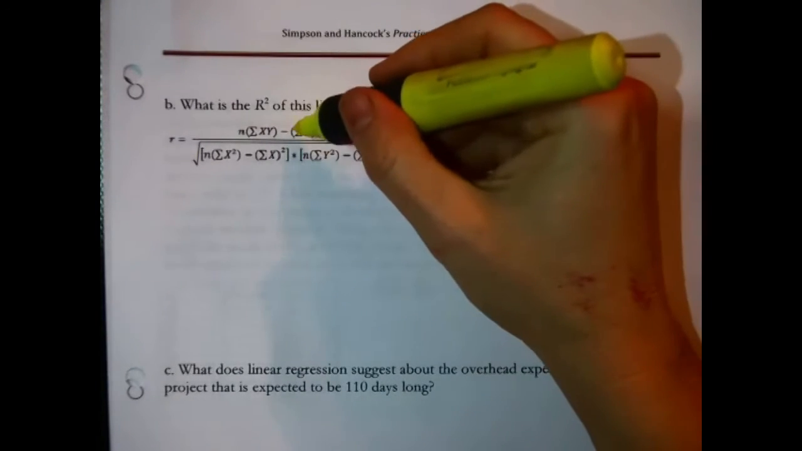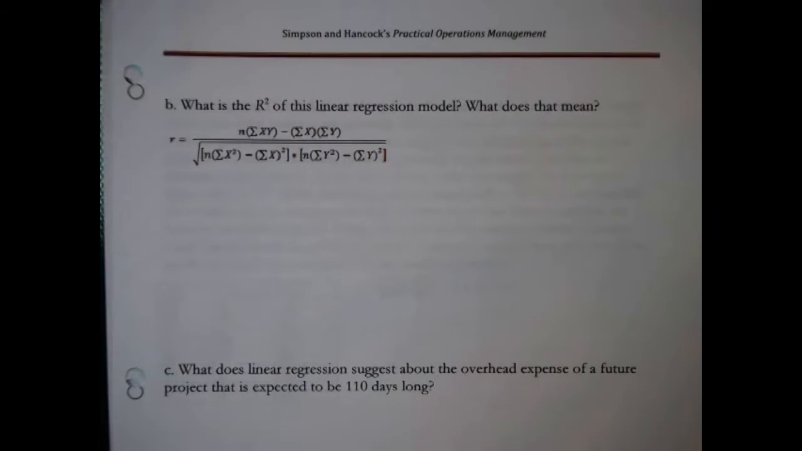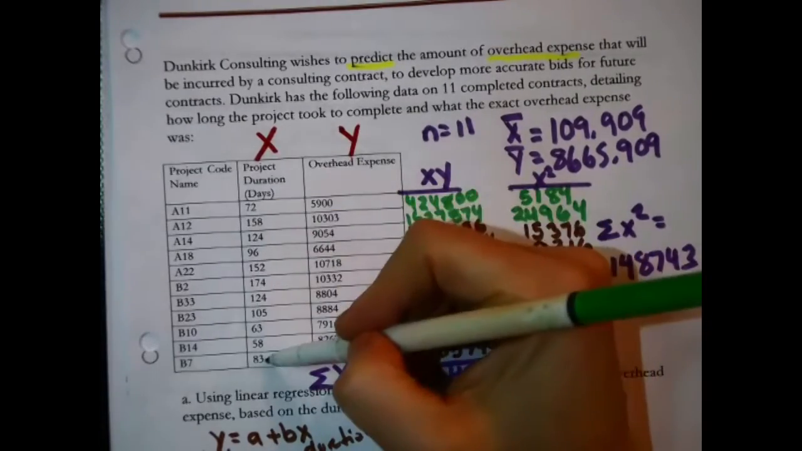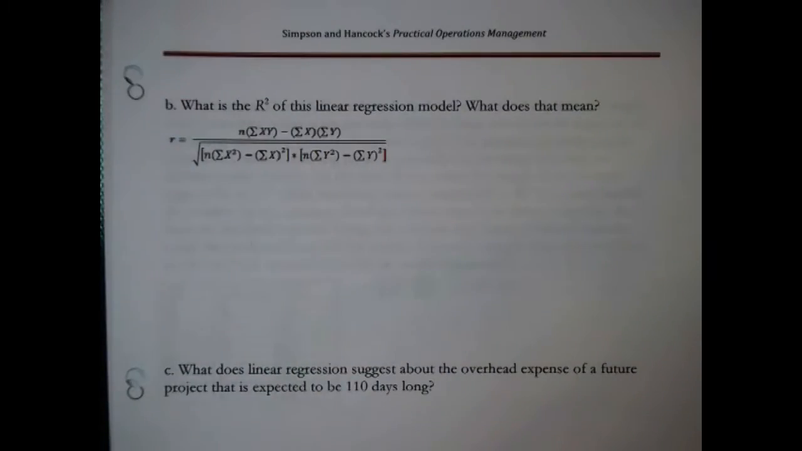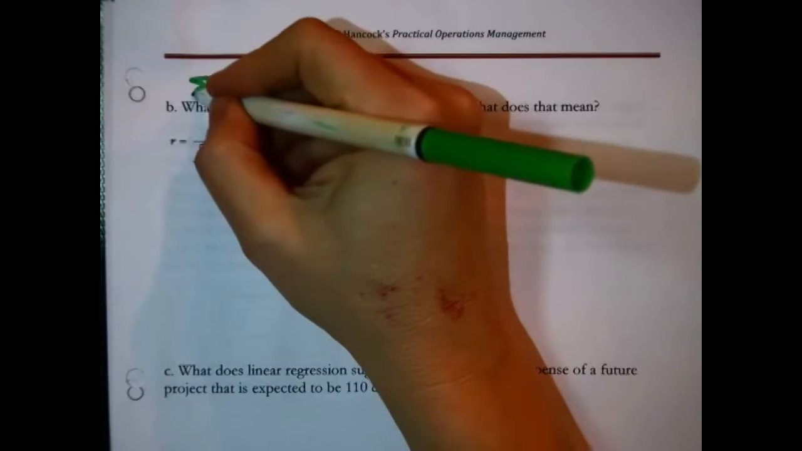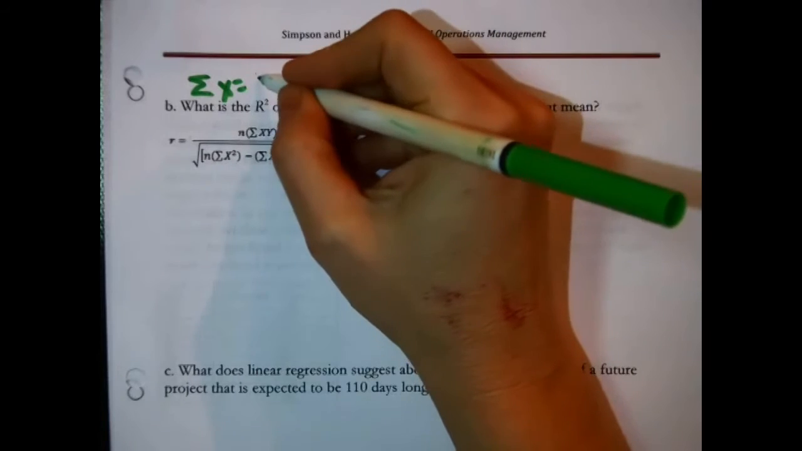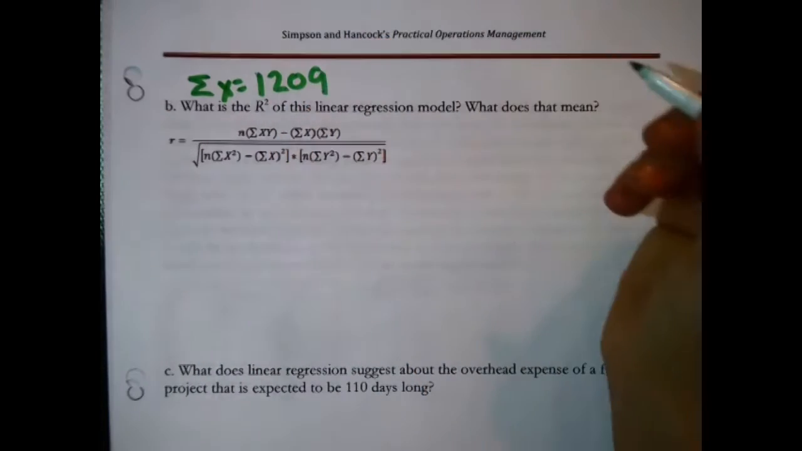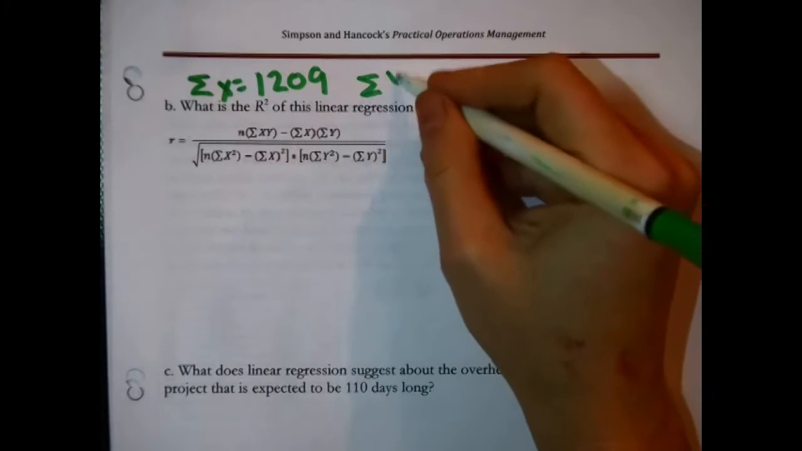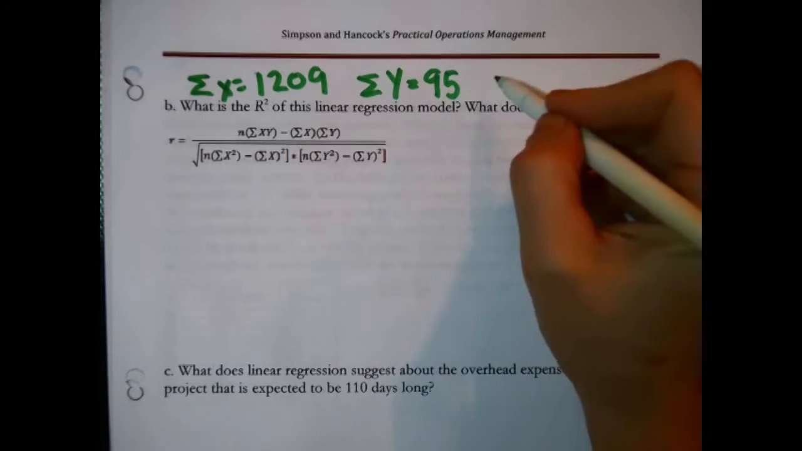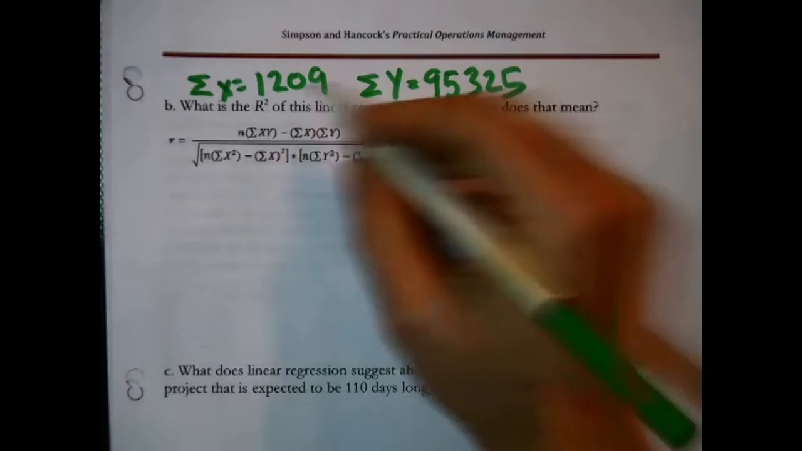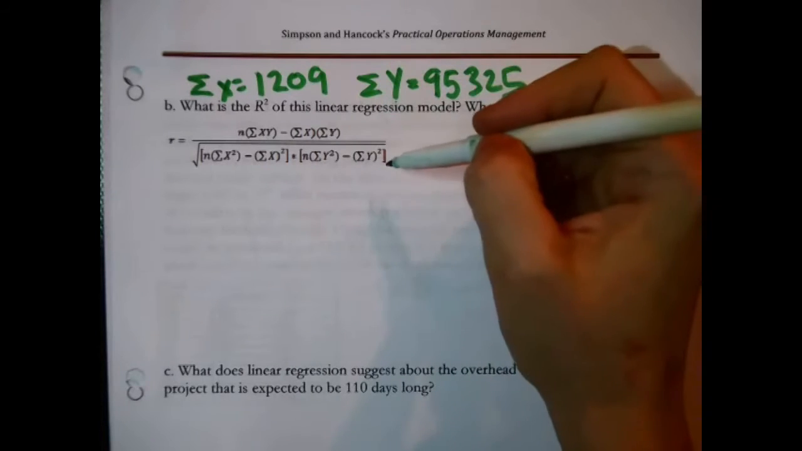This one is the sum of x, this one's the sum of y. We didn't calculate that before, because the sum of x is you just add this up. The sum of y is you just add that up. I did that. What number did I get? For x, if you just add on the data table those numbers up, I get 1,209. And the sum of y, if you just add up all the overhead expense, 95,325.